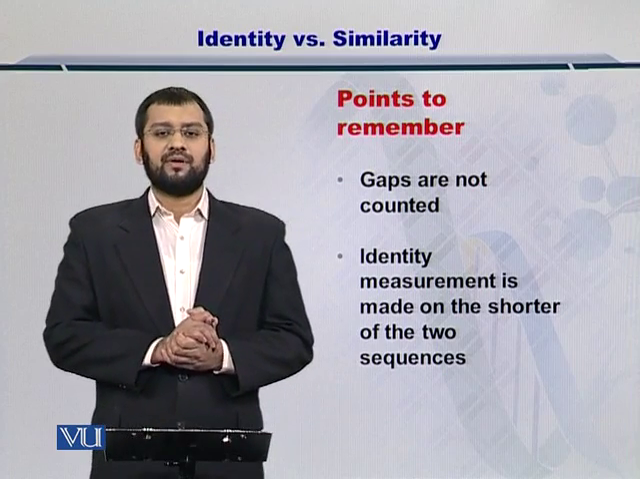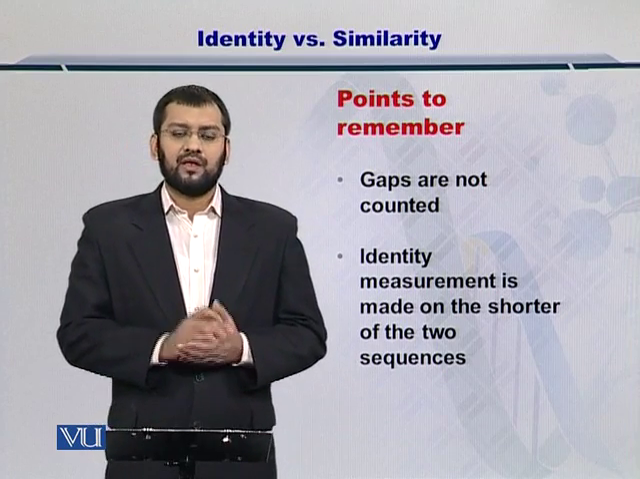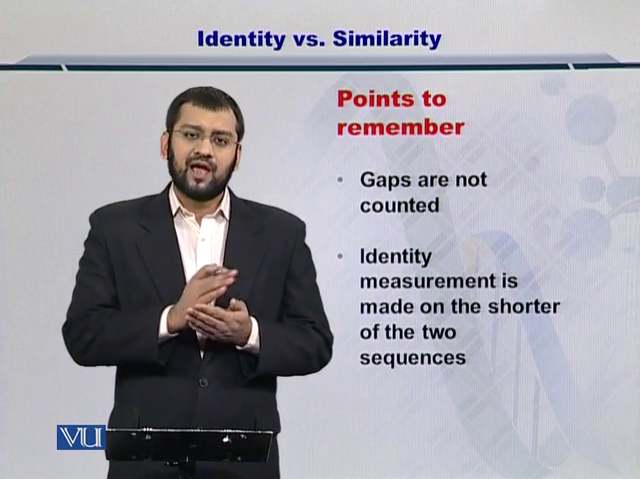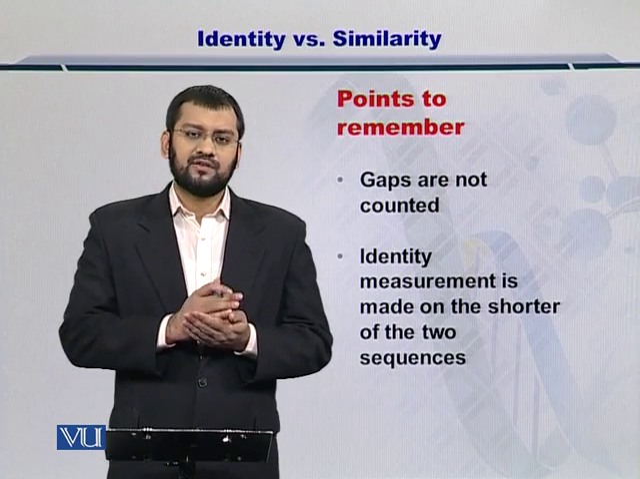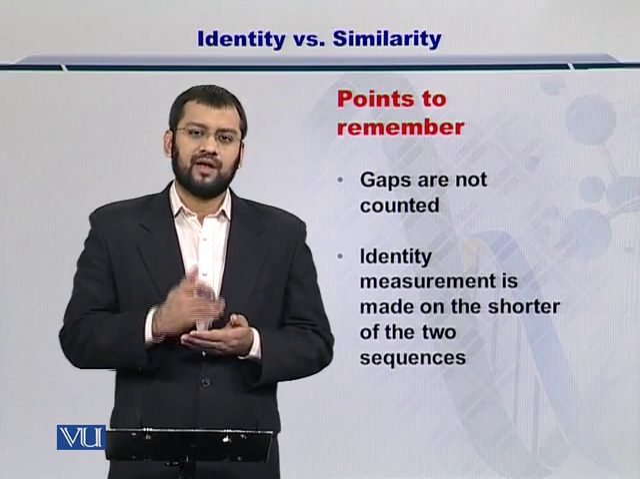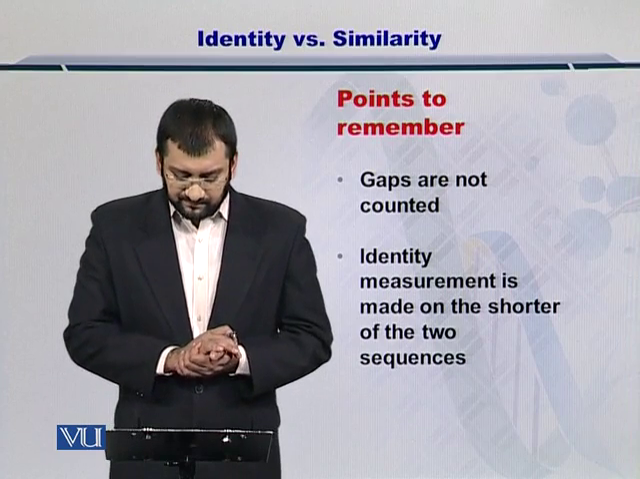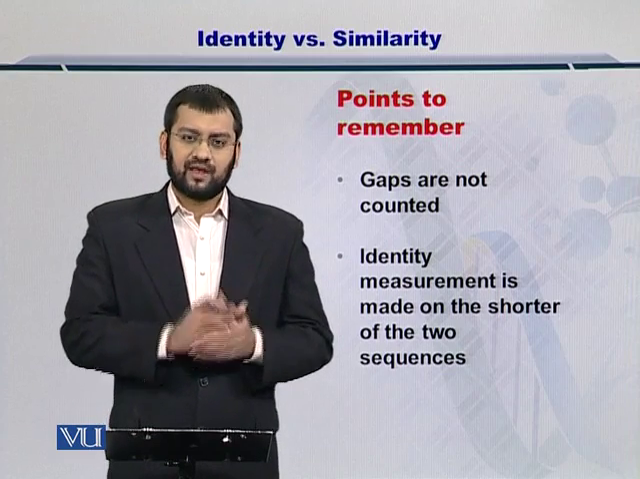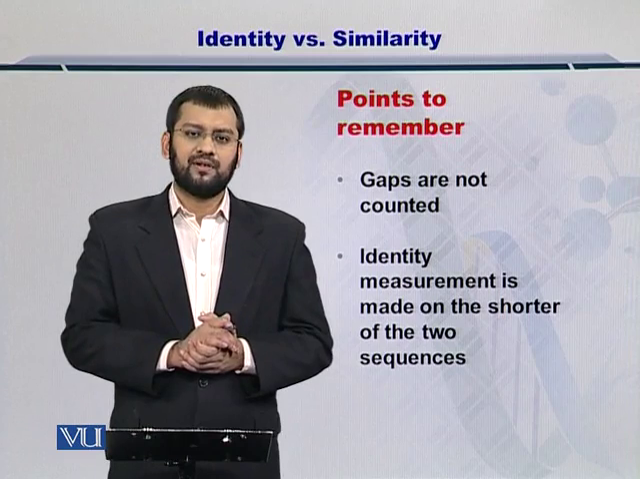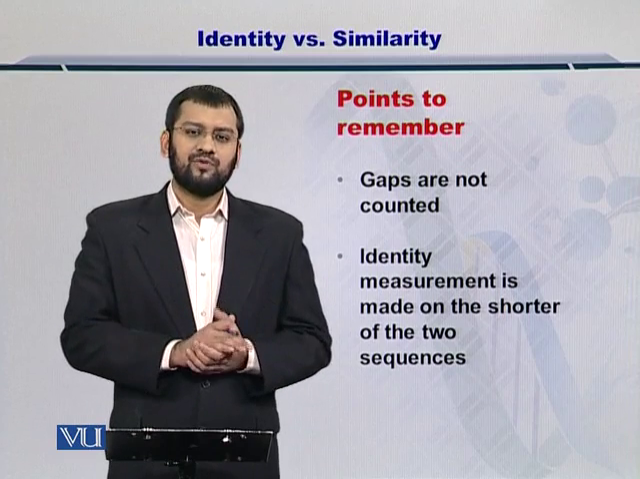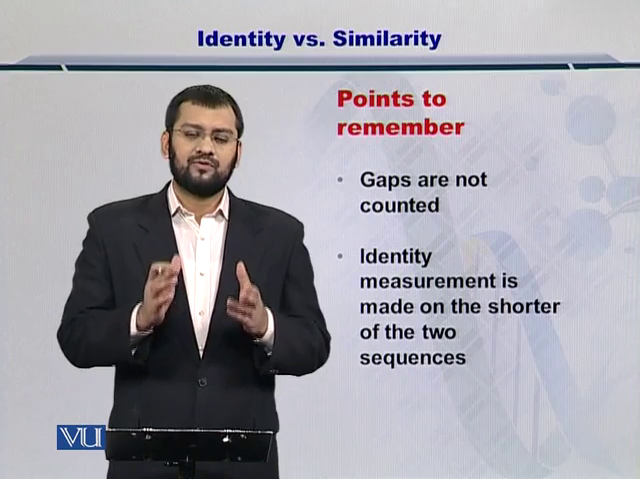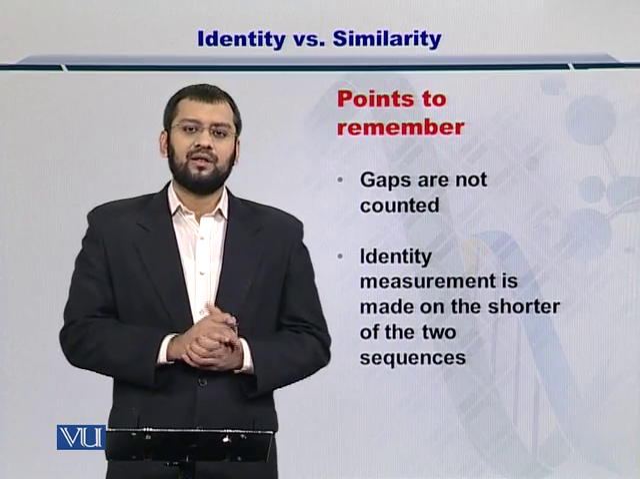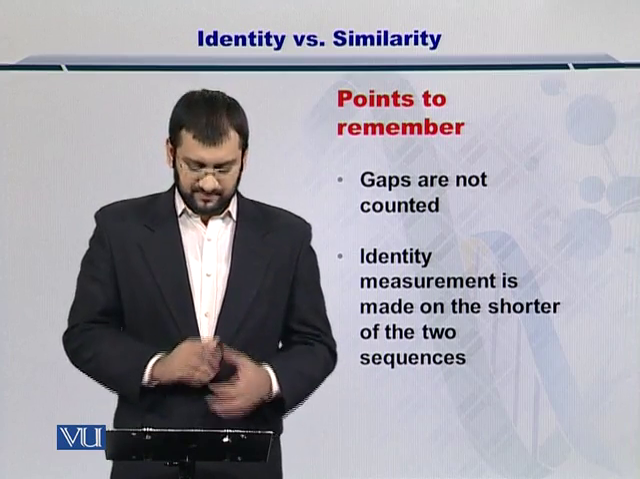So the points to remember in this case. Number 1, the gaps are not counted. If you have a gap in the sequence, then that is not considered as a match, and that is left out. Second, identity measurement is always made on the shorter sequence. As we just saw in the previous example, the shorter sequence was 5 nucleotides long, so we need to consider 5 as the smaller length. These 2 points are very important while computing the identity between sequences.